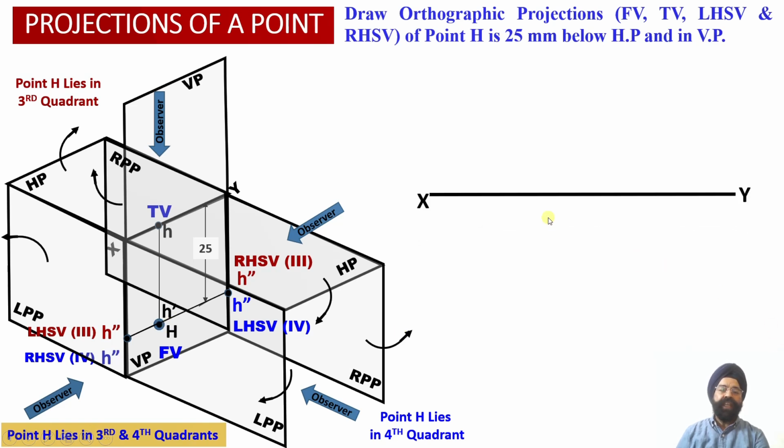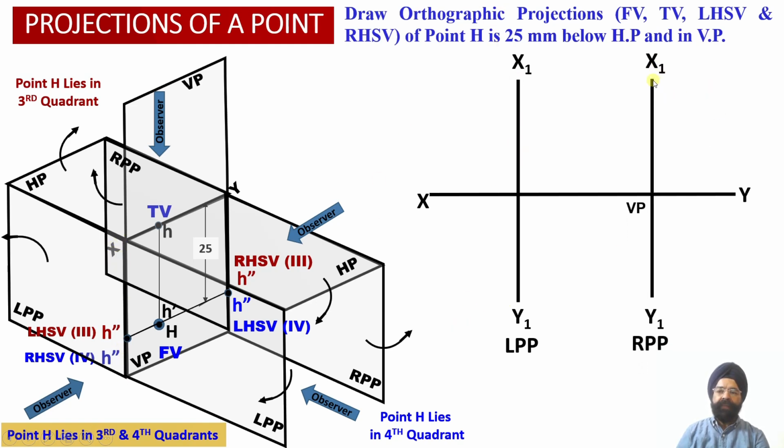Now let us obtain the 2D orthographic projections corresponding to this point H. So now here we have obtained the XY reference line and X1, Y1 reference line corresponding to the left side profile plane over here. So this is the left side profile plane into the third and the fourth quadrants. So this hinge we have shown over here. We have also obtained the X1, Y1 reference line corresponding to the right profile plane, which we have drawn into the third and the fourth quadrants over here.